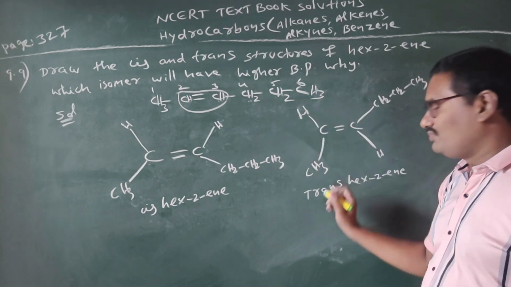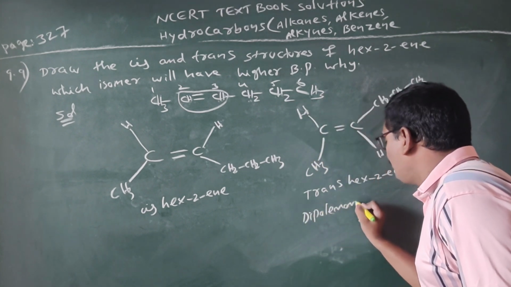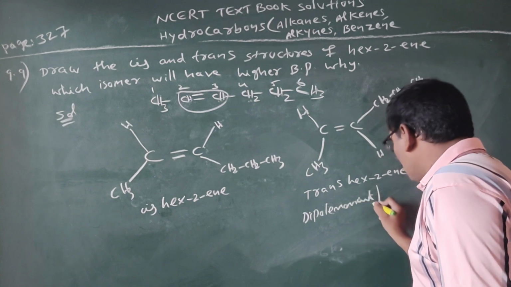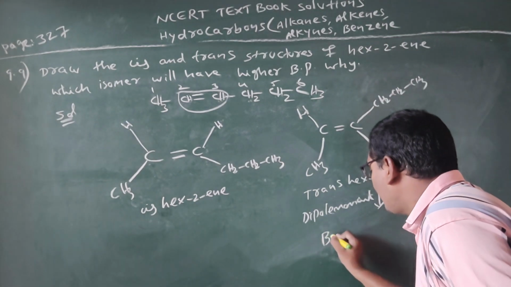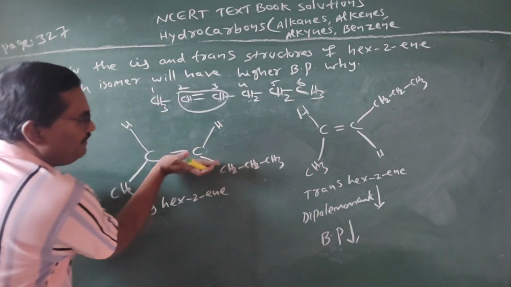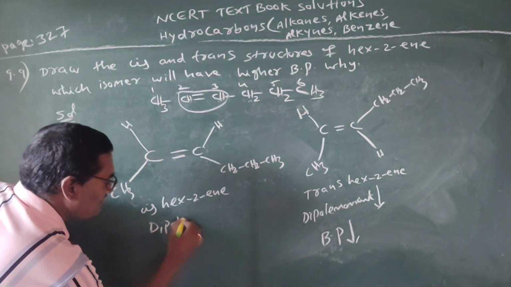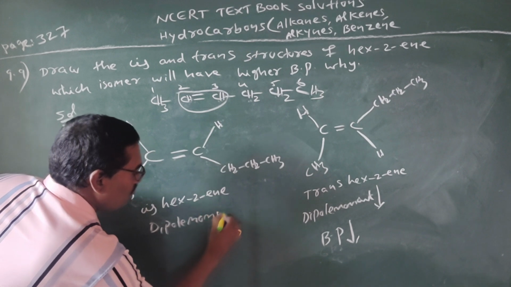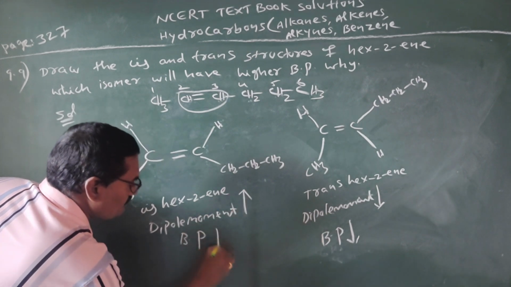But in the trans compound, the dipole moment is low. So the boiling point is also low. In the cis compound, the same groups are present on the same side. So the dipole moment is high. So the boiling point is high.